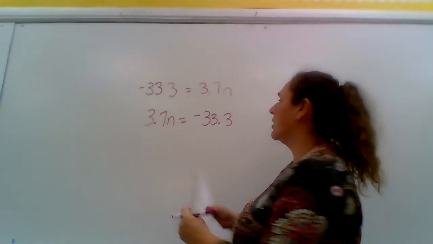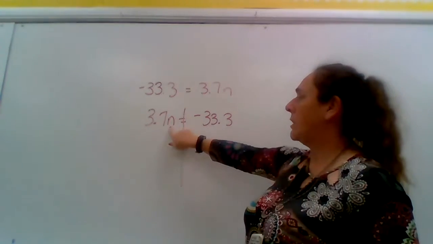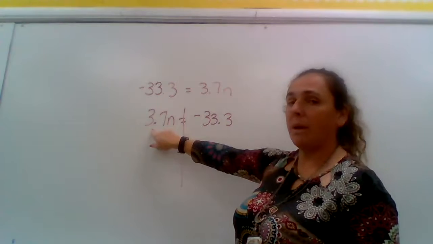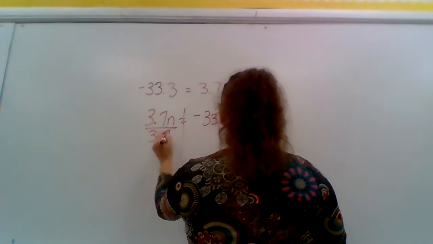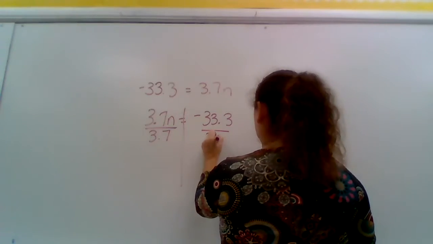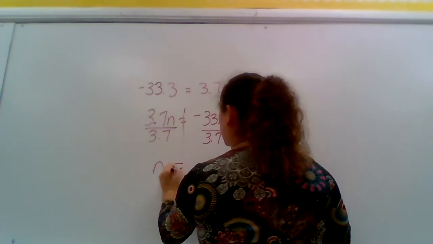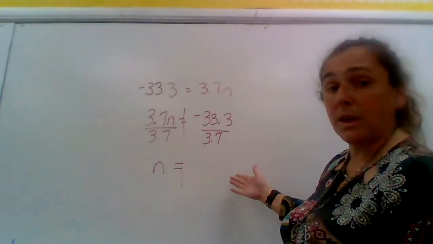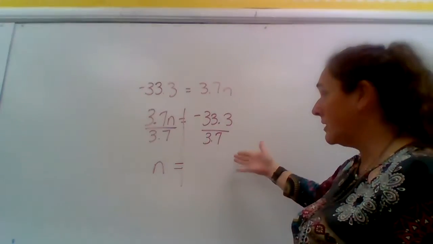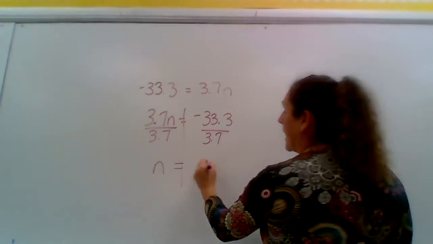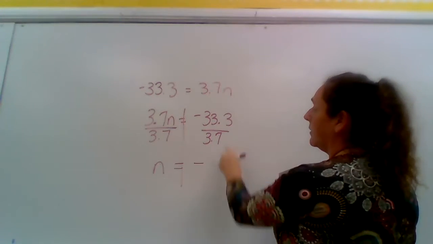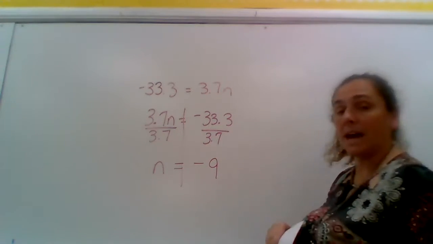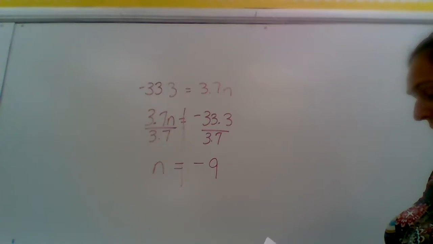Now, here, my variable, I'm multiplying by 3.7. So at this point, I'm going to divide by 3.7. Now, you have the use of your Desmos calculator. You can actually long division it out if you need to. But my answer, remember, negative divided by positive is negative. And then when I divide, I get 9. Okay?